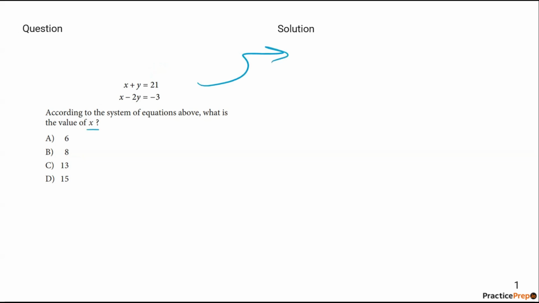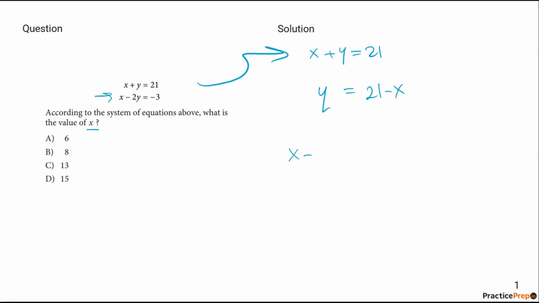We need to solve for x. We need to find x. In that case, I'm going to replace the y in this equation by the y here. I'm going to just rearrange this equation so that I can write y in terms of x. y is equal to 21 minus x. And now that I have done that, I can plug it quickly into the bottom equation here.